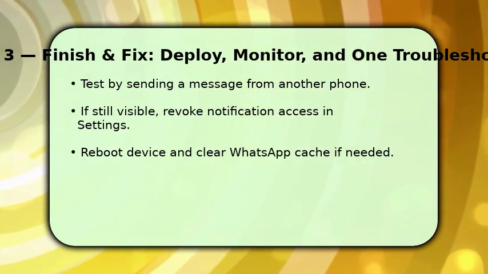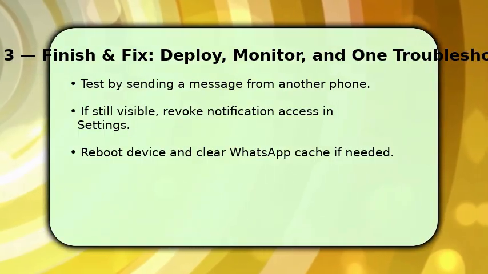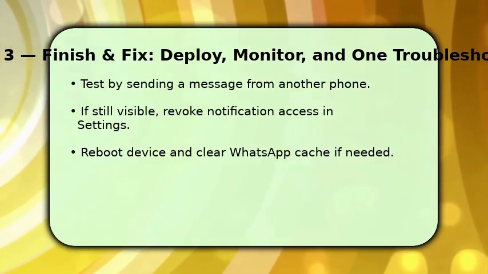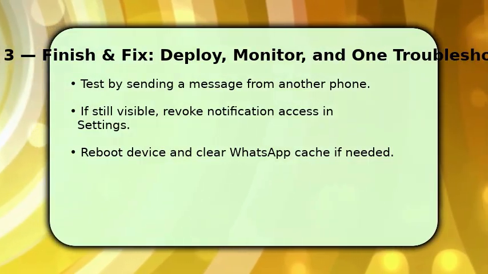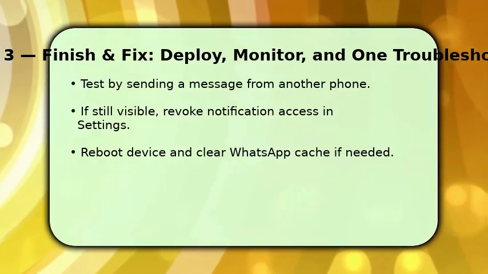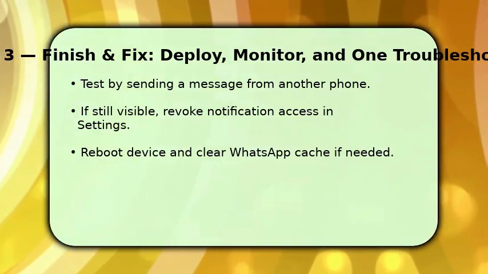If notifications still show, open Settings Notifications and revoke any special notification access or bubble permissions that override channel settings, then reboot the device to apply changes system-wide. If problems persist, clear WhatsApp cache from App Info, not data, and recheck.